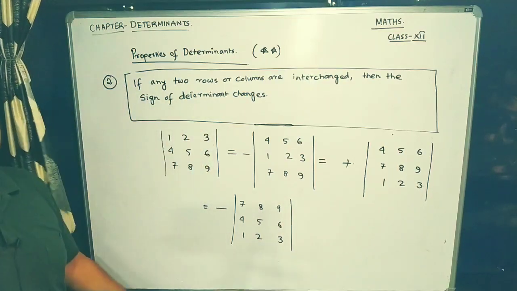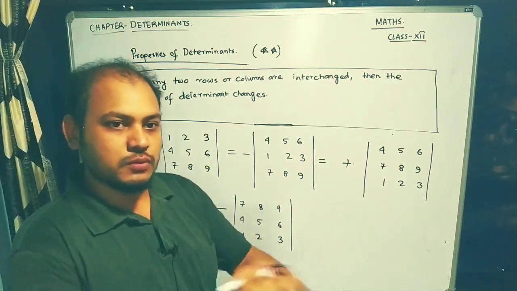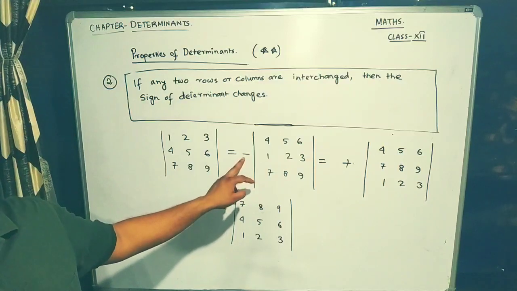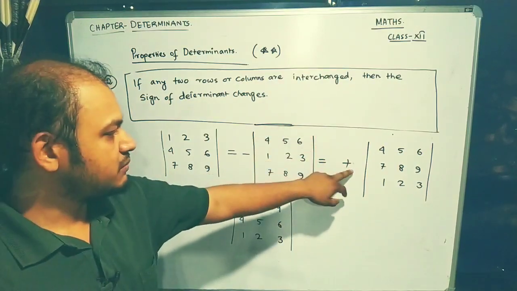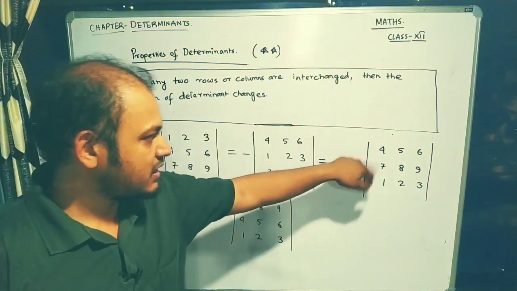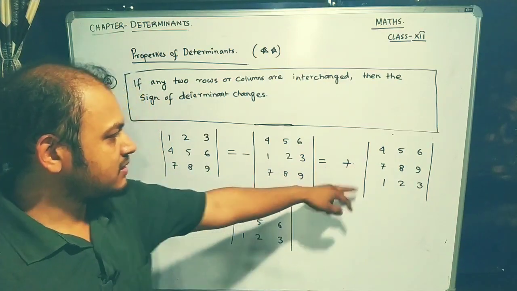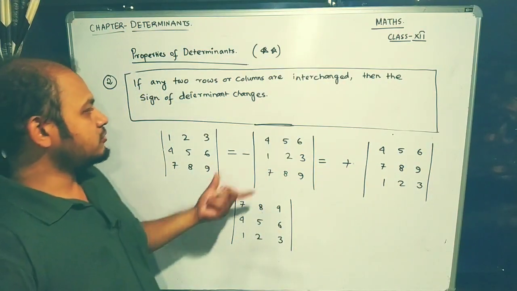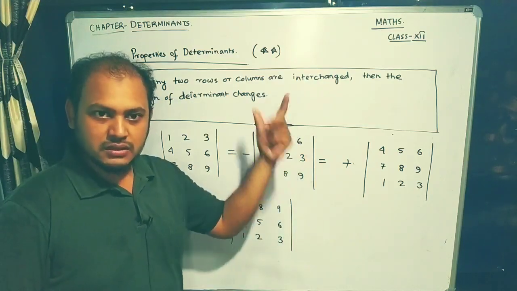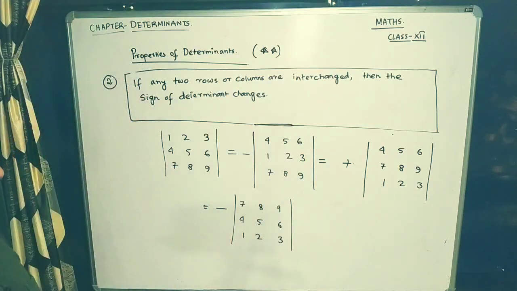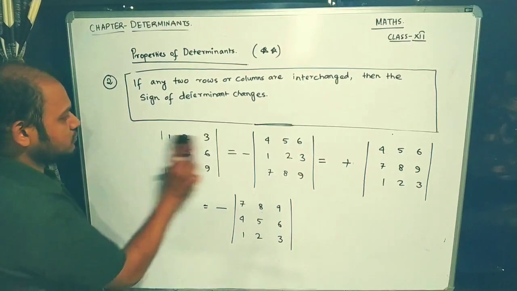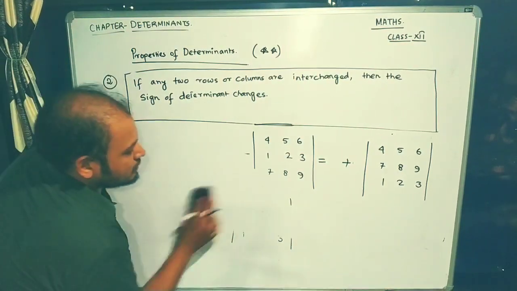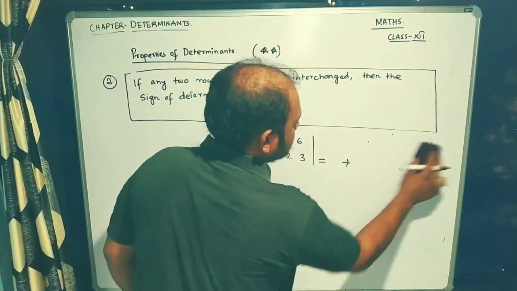So whenever I perform a row or column interchange operation, I will always have a change of sign. If it is a minus, then after changing it becomes plus. If I change another row or column, then if it is plus, it becomes a minus after this change. Okay, so this must be clear to you, and this is nothing but the second property of determinants. Let me give you another example if this was not clear to you.